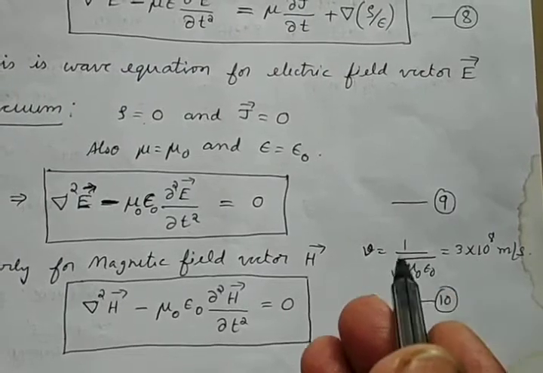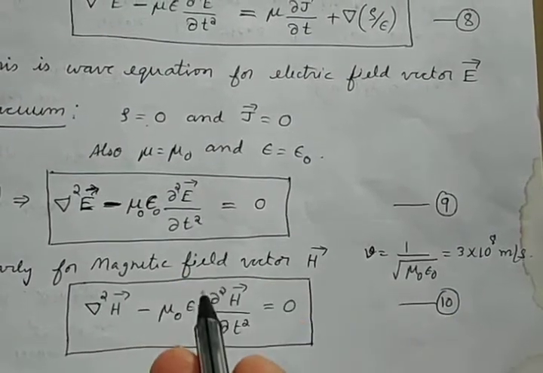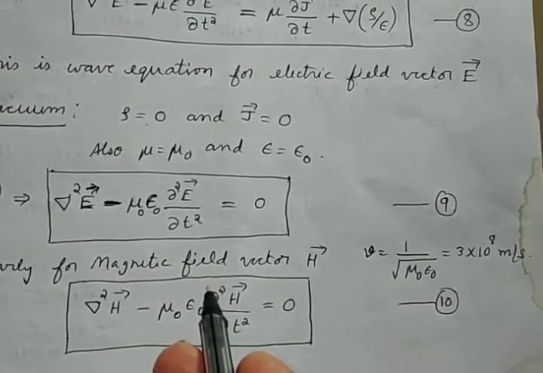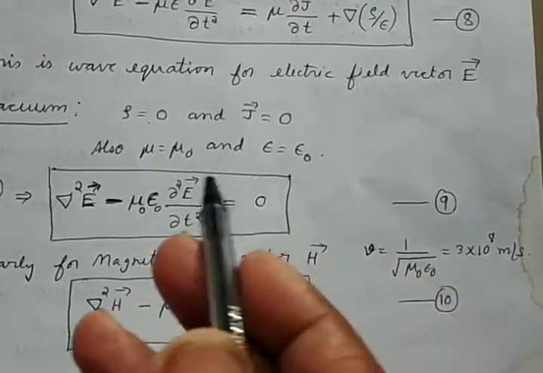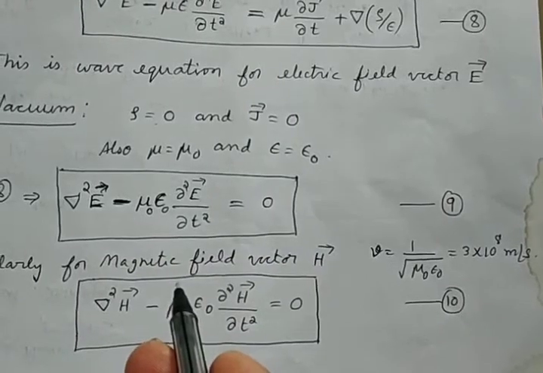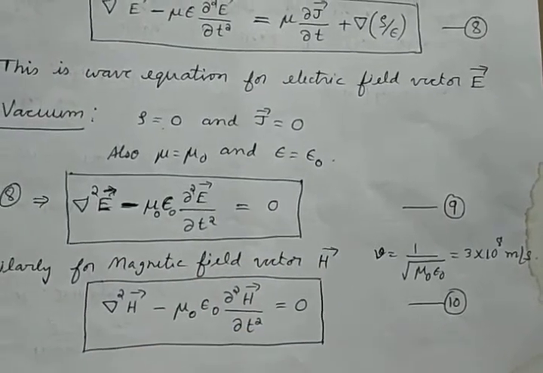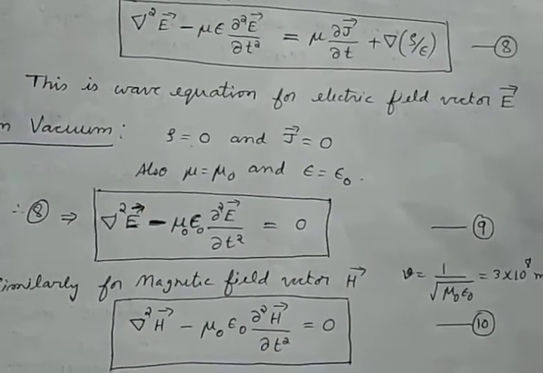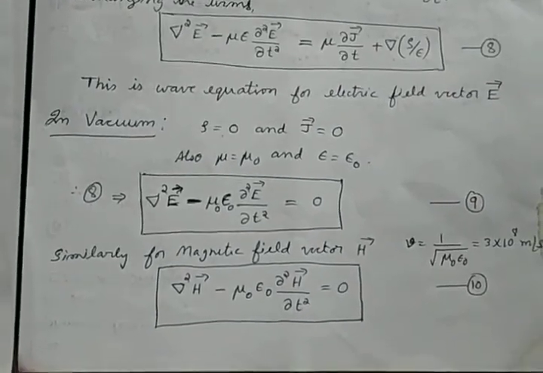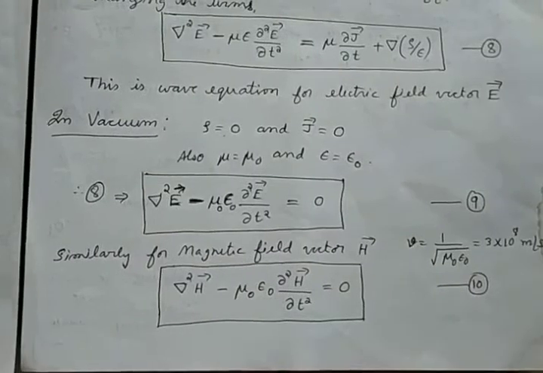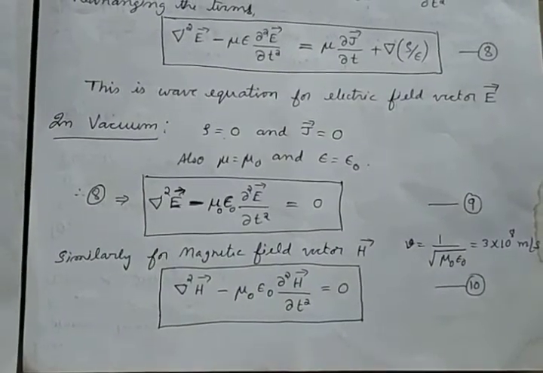So it implies that these electromagnetic waves are moving with a velocity which is the same as the velocity of light, and maybe these electromagnetic waves are the same as light waves. That was the prediction given by Maxwell, and it was proved later on, and we now know that light waves are actually electromagnetic waves.